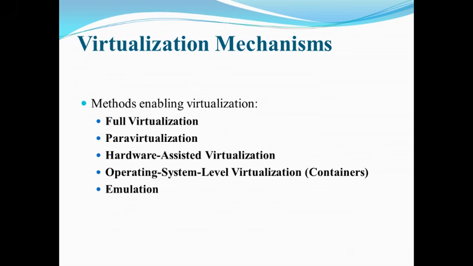Full virtualization is where a guest OS runs unmodified. In para-virtualization, the guest OS is modified to optimize the performance. In hardware-assisted virtualization, modern CPUs assist the hypervisor. In OS-level virtualization, containers share the host OS. And finally, emulation mimics different hardware platforms, allowing cross-platform software execution. Each has unique performance, compatibility, and use case considerations.